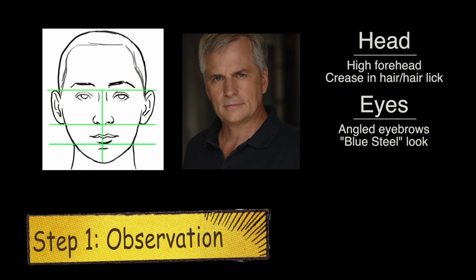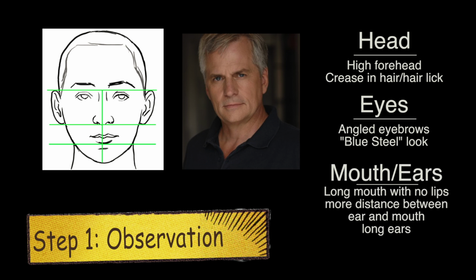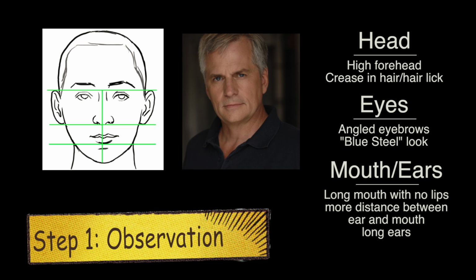So I always notice guys who have a full head of hair. His eyes have angled eyebrows, and he's got almost like a blue steel look from that Ben Stiller movie, Zoolander. His mouth is long, with more distance between the bottom of his nose and the top of his mouth than in a standard face. And he's got narrow lips. His ears are long as well, and I probably want to catch the skin around his neck, those lines around it. So those are my observations. Now let's move to step 2.